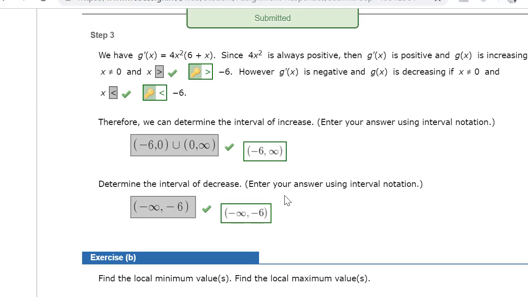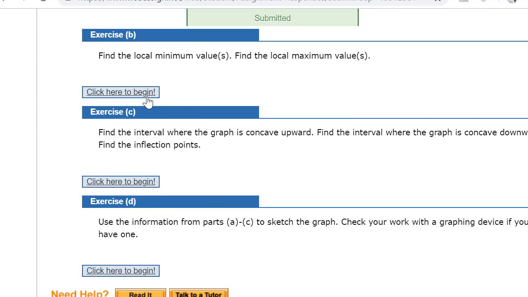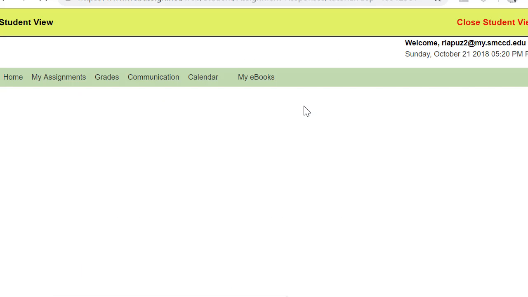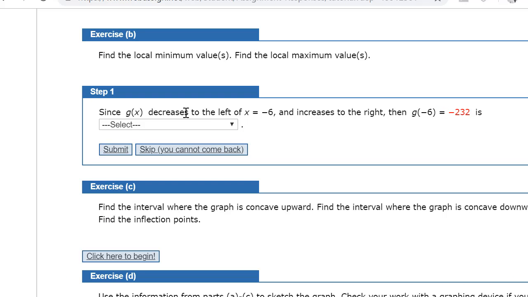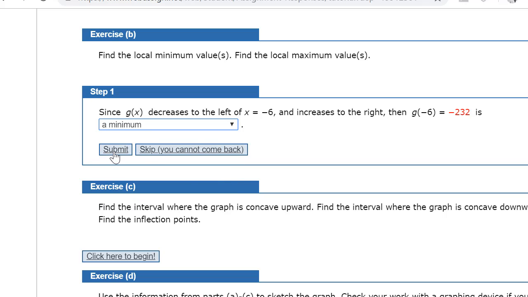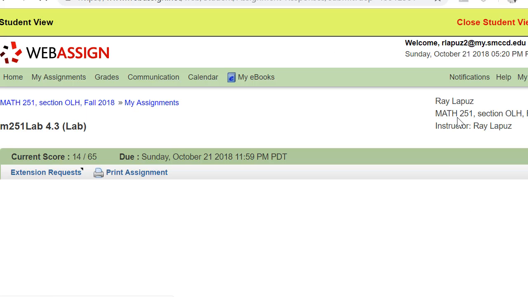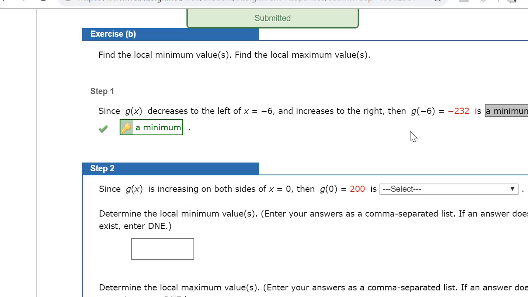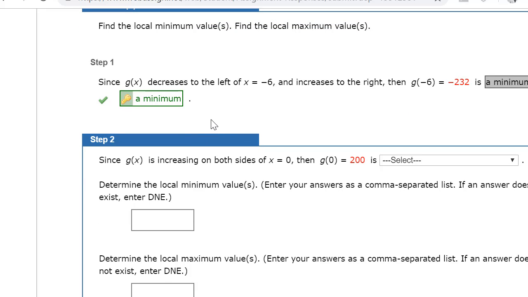So now that we have the intervals of increasing and decreasing figured out, we can identify the local max and min. It looks like it decreases on the left side of negative 6 and increases to the right side of negative 6. And so when it decreases and then increases again, it looks like it's going to be a minimum. And they were nice enough to give us the value of negative 232, where we have a minimum. So there's no local maximum here. At 0, there's a 0 slope, but it's not a max or min. Alright, step 2.